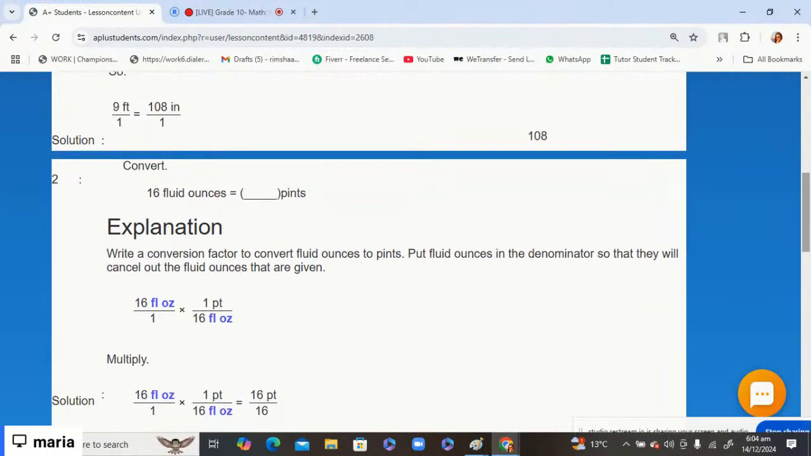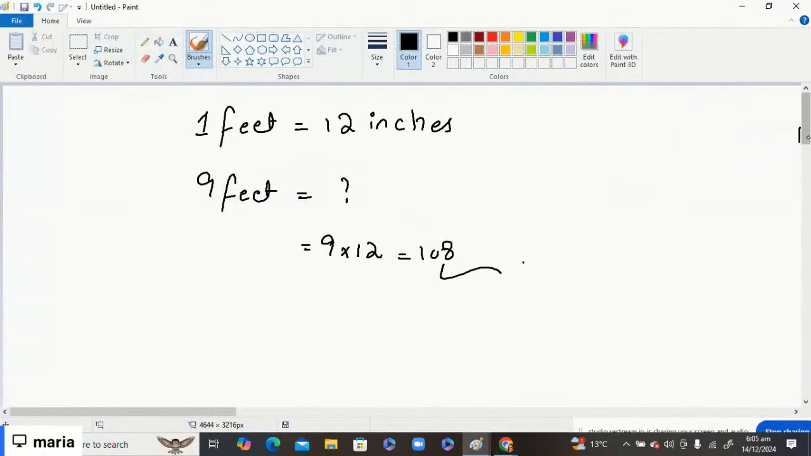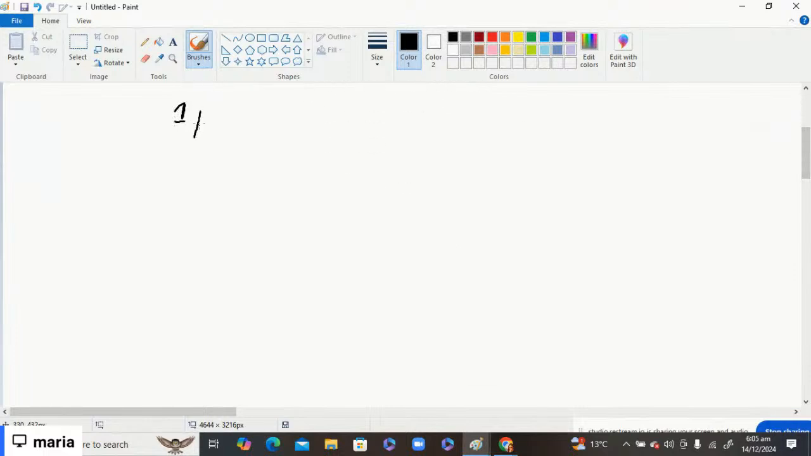So now here is the question, ounces and pints. 1 pint is equal to how many ounces? When they say ounces to pints conversion, as we know, 16 fluid ounces is equal to 1 pint. 1 pint is equal to 16 ounces. You need to remember that.